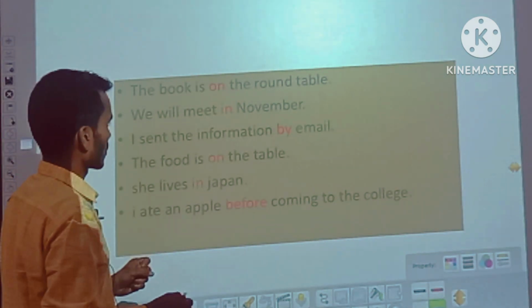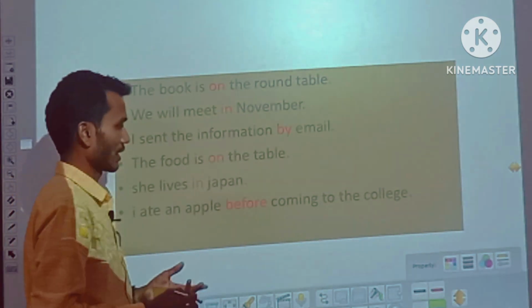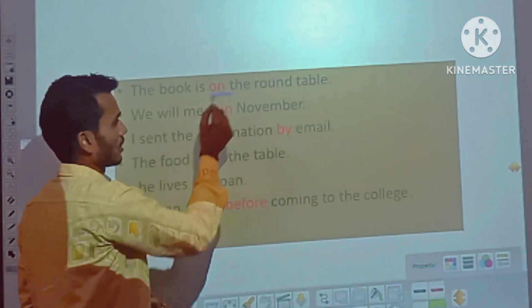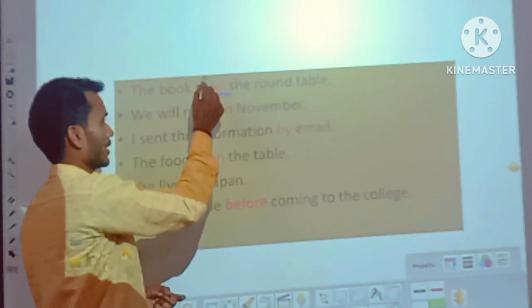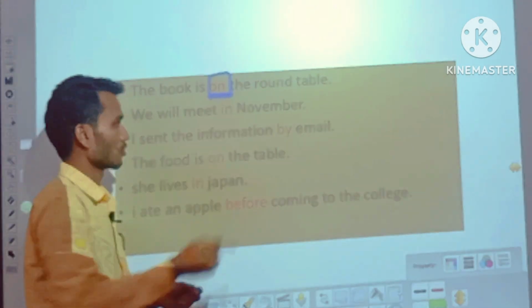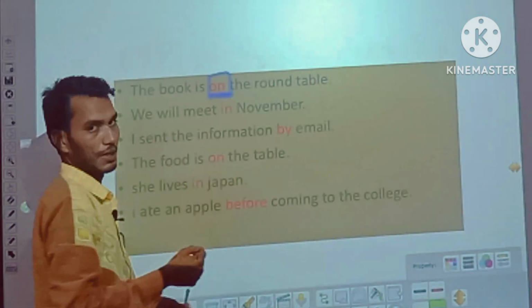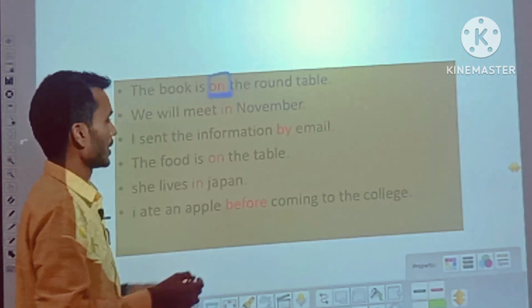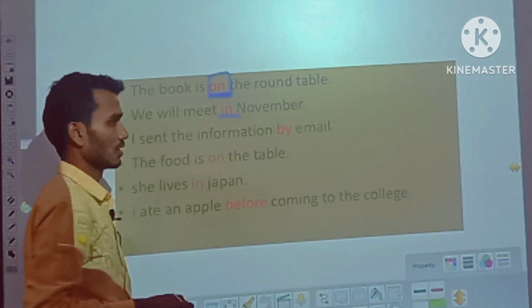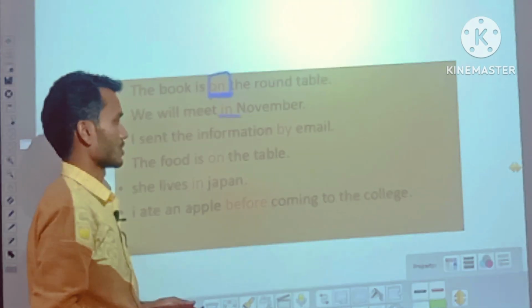So let us give you some more examples regarding prepositions, right? The book is on the round table. Here, on is a preposition. Where is the book? The book is on the table, right? On. We will meet in November. Here, in is a preposition, right?